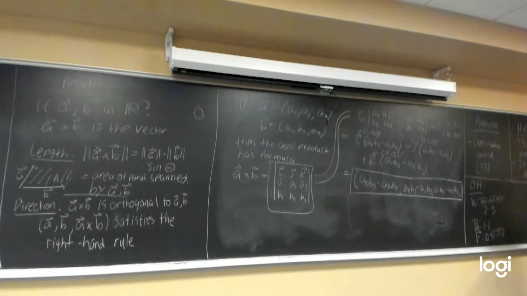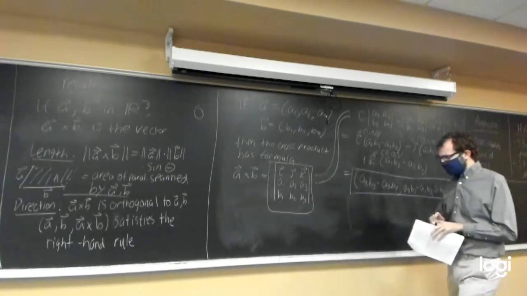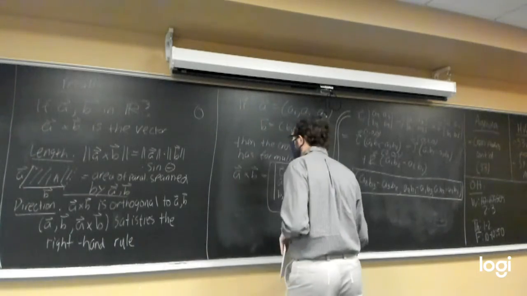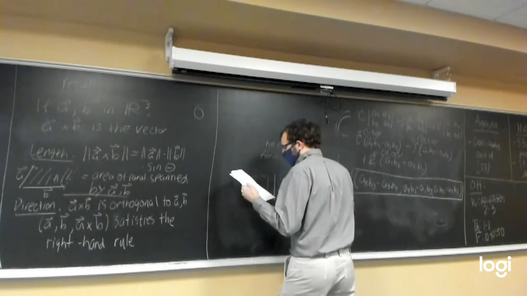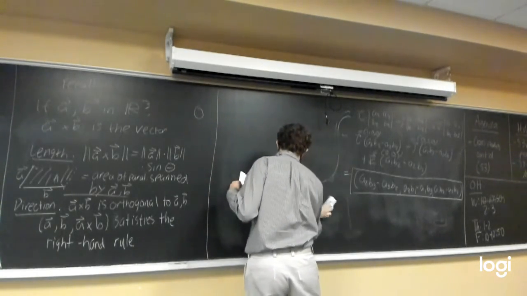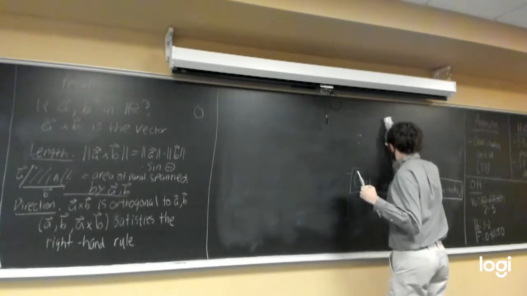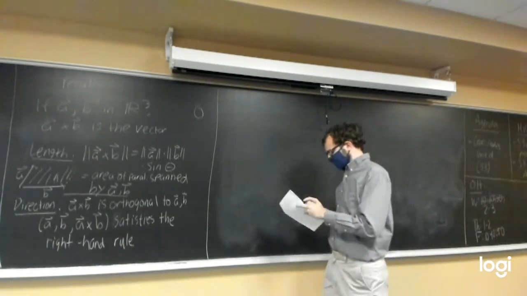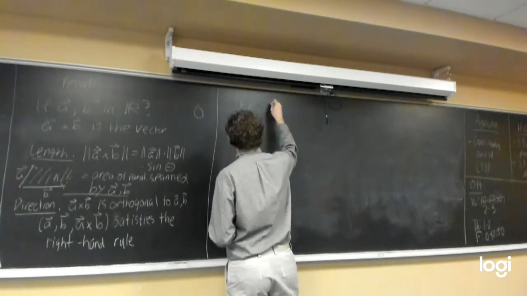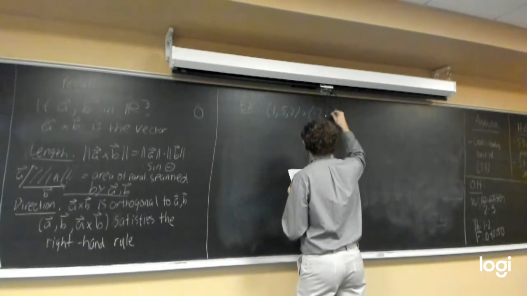So let's do an example together where we actually go through and compute the cross product using this determinant approach. In particular, I want to compute the cross product of (1, 5, 2) and (-2, 4, 0).